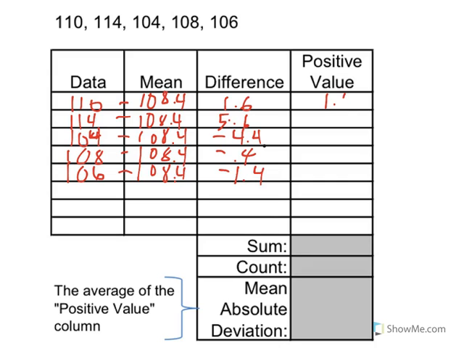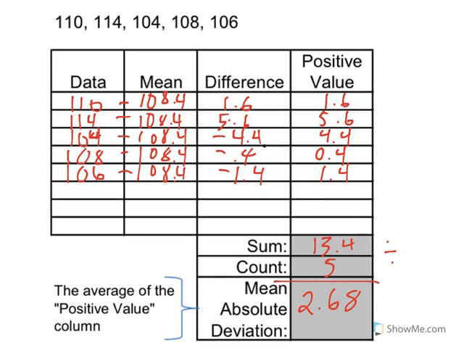Make each one of those positive: 1.6, 5.6, 4.4, 0.4, and 1.4. Add those numbers together. 1.6 plus 5.6 plus 4.4, 0.4, and 1.4 gives you a sum of 13.4. You have 5 numbers there. Again, we're dividing. Divide 13.4 by 5. You get 2.68.